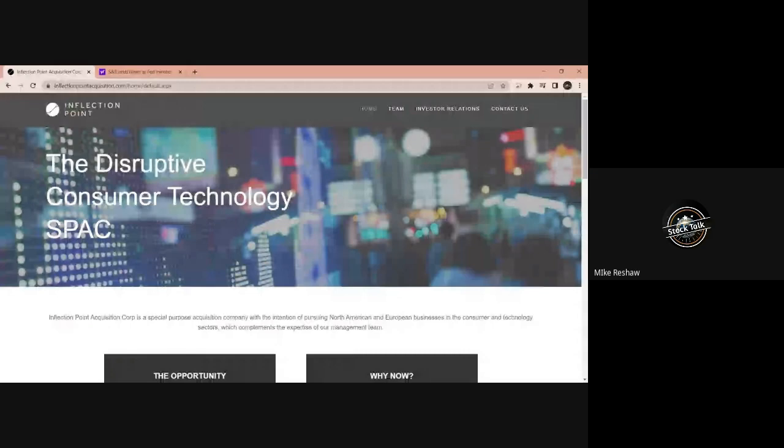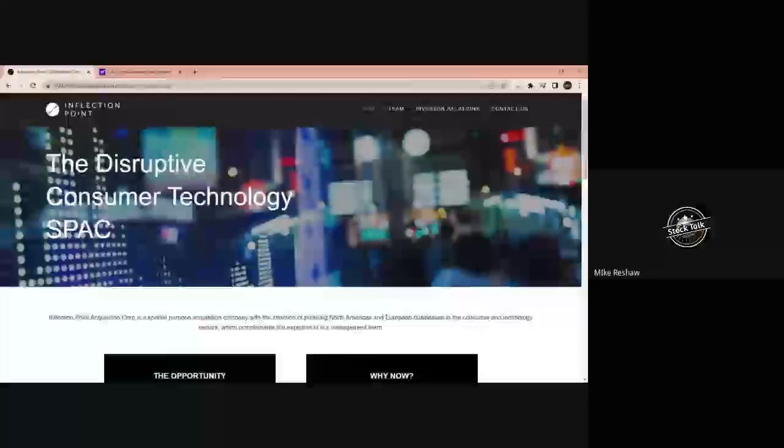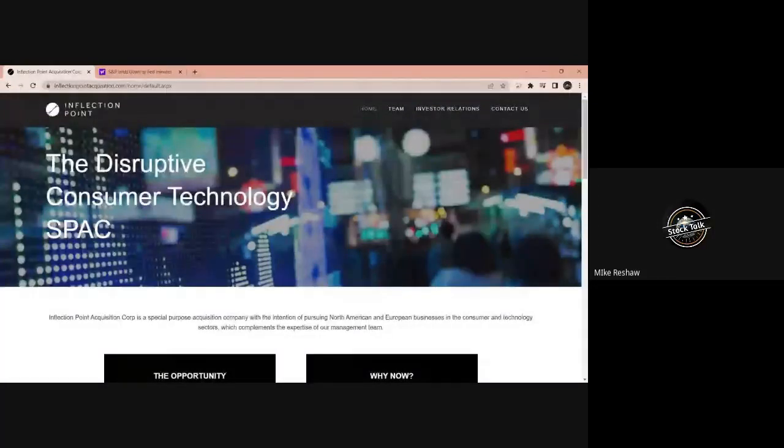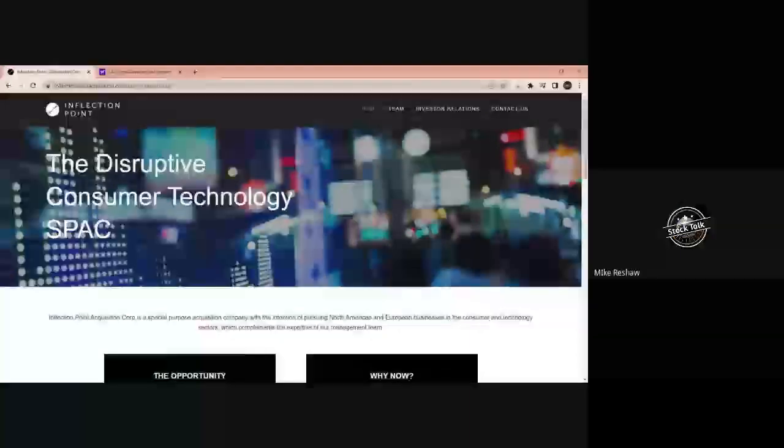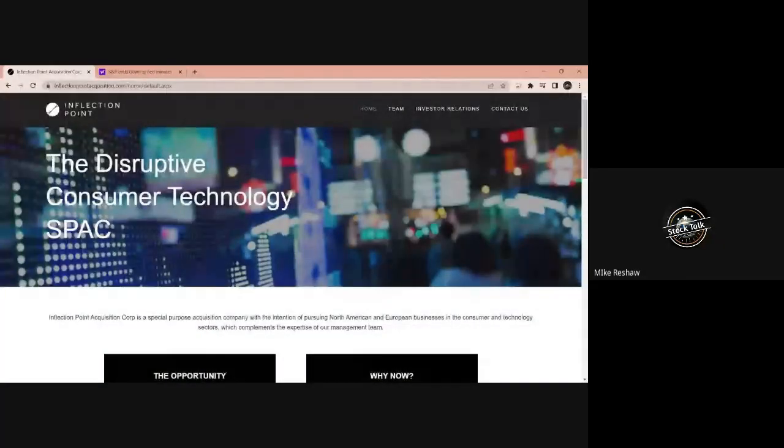Going on to the website, Inflection Point, the disruptive consumer technology SPAC. Inflection Point Acquisition Corporation is a special purpose acquisition company with the intention of pursuing North American and European business in consumer and technology sectors, which complements the expertise of the management team. Emerging consumer-facing tech businesses have taken a quantum leap forward in the past year, and adoption and usage have accelerated dramatically. That has been the structure to the shift online and is here to stay. Some of the consumer businesses have high quality with enormous customer captivity and desirable sustainability characteristics, strong returns on incremental invested capital, and large TAMs. They have proven the way they do it and are now ready to scale. In short, they are at an inflection point.